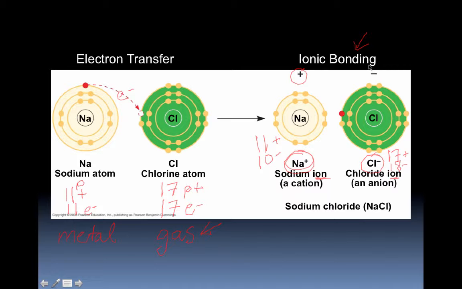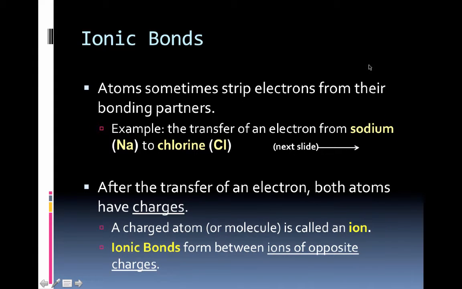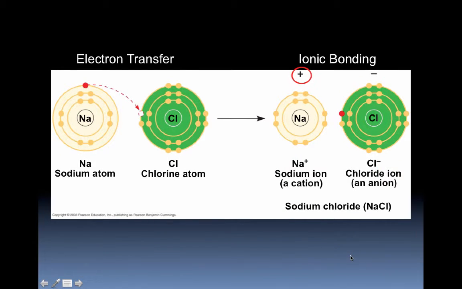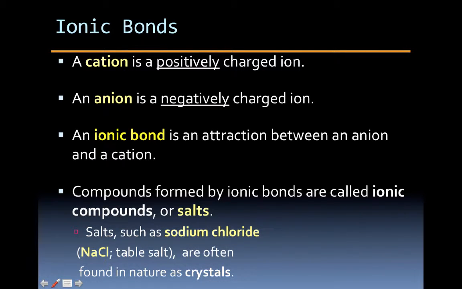Going back to the previous slide for a moment, you just saw that after the transfer of an electron from sodium to chlorine, both atoms have a charge. A charged atom, or a molecule for that matter, can be referred to as an ion. Ionic bonds will form between ions of opposite charges, so between positive and negative charges. An ion is a general term.